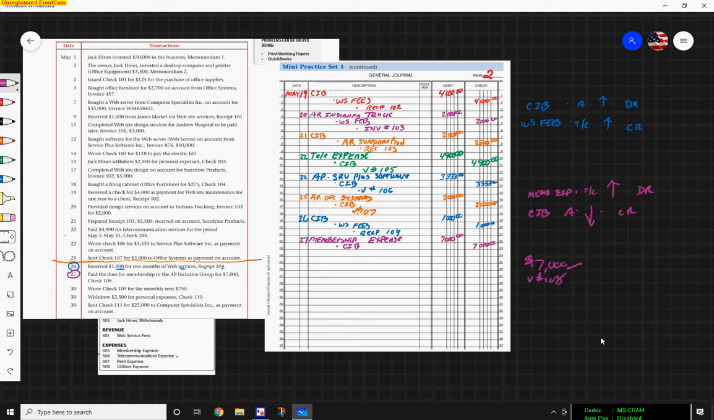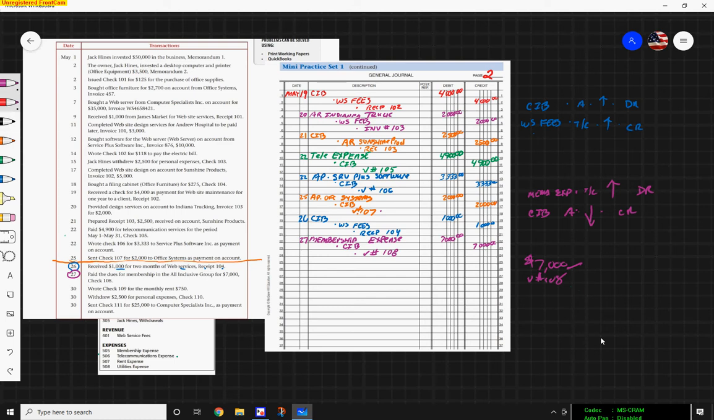And how do we know that? Well, check number. Now I could go right now and say it's probably check number 108. Looking at the 7th, 107. So this is going to be check 108. All right, I like that.